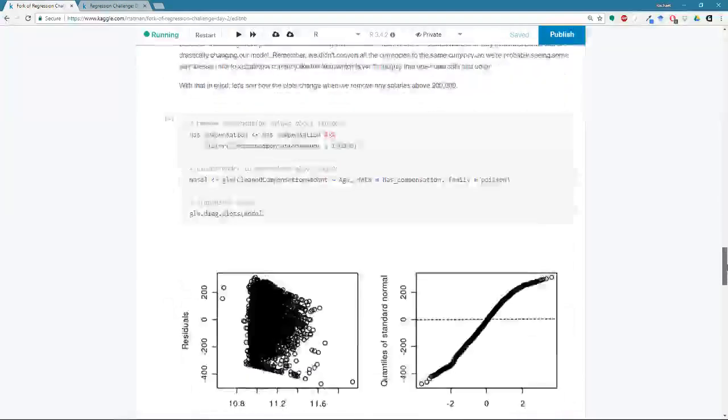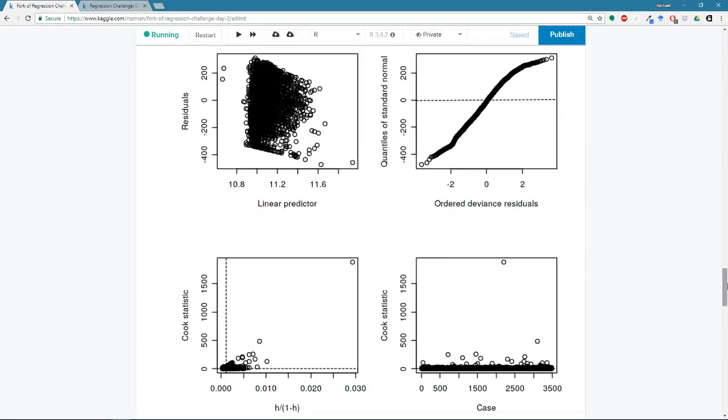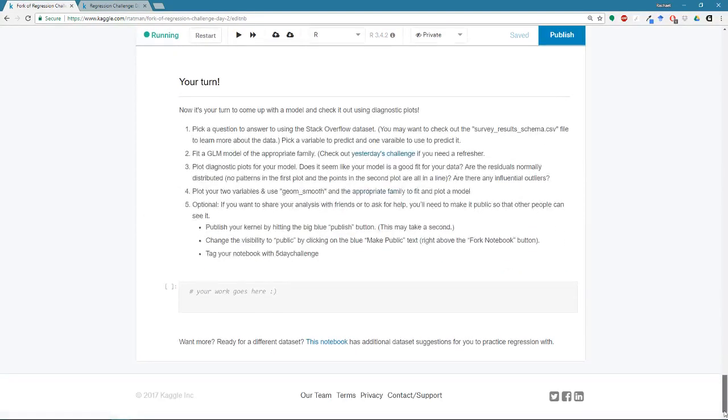Anyway, so that is the second day of the challenge. You're going to fit a model, you're going to make some diagnostic plots, and I'm also not giving you a specific question to ask. I'm having you guys develop your own questions because that's something that you're going to end up doing a lot in any data science position.